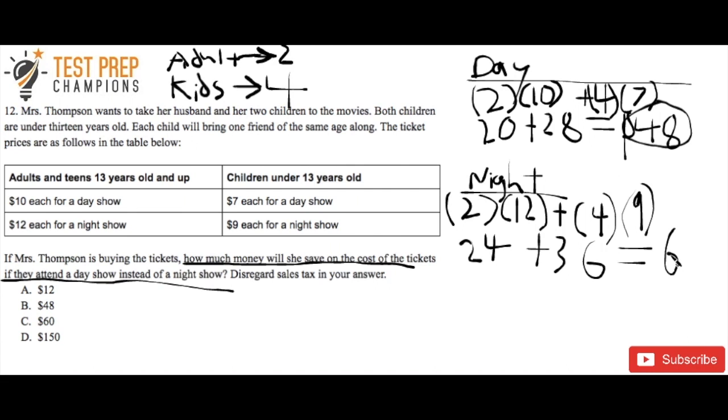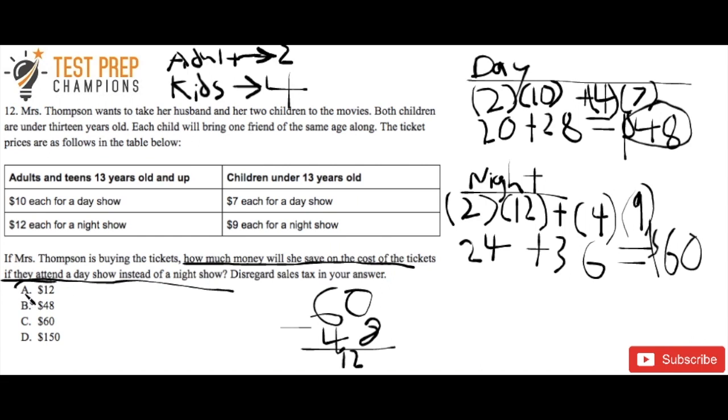Is the answer 60? No, the answer is not 60, because remember, the question is not asking us to find the amount of money that they're going to have to pay to go to a night show. We want to find the difference between the night and the day show. So to get the answer, we're going to subtract. So we would do 60 minus 48. All right, and so let's just put this in our calculator here. 60 minus 48, and that's going to be 12. So the cost is going to be $12.